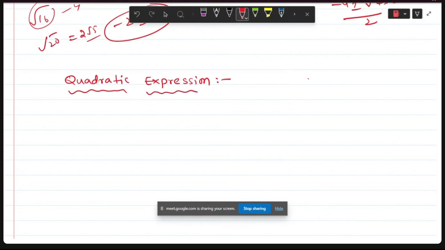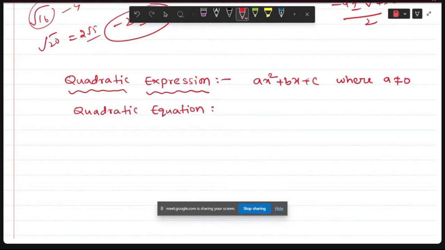What is a quadratic expression? If ax square plus bx plus c, where a is not equal to 0, is called the quadratic expression. a, b, c are real numbers, and a is compulsorily not equal to 0. What about a quadratic equation? When ax square plus bx plus c is equal to 0, here also a is not equal to 0, this is called a quadratic equation.